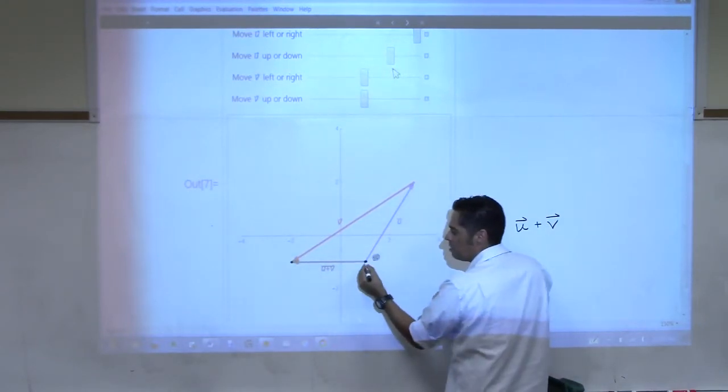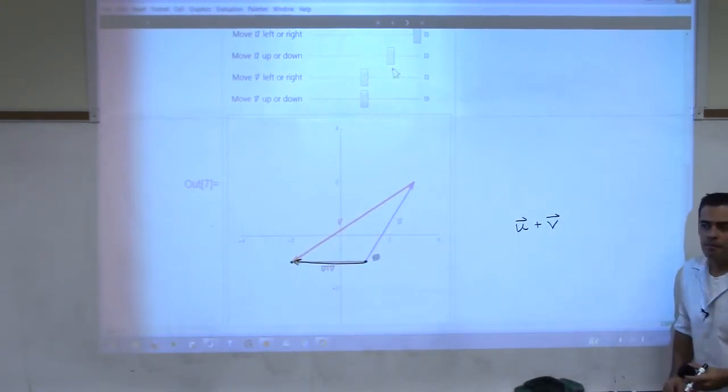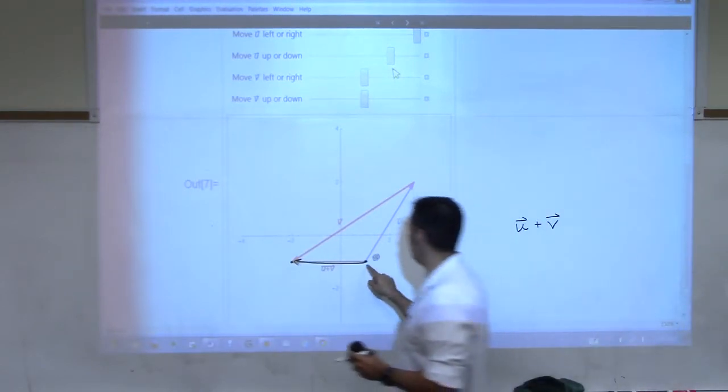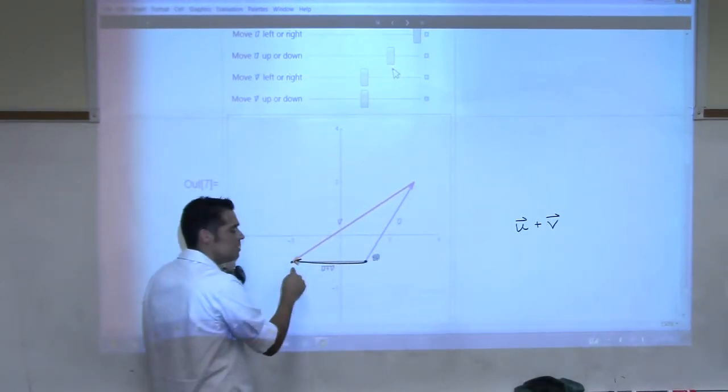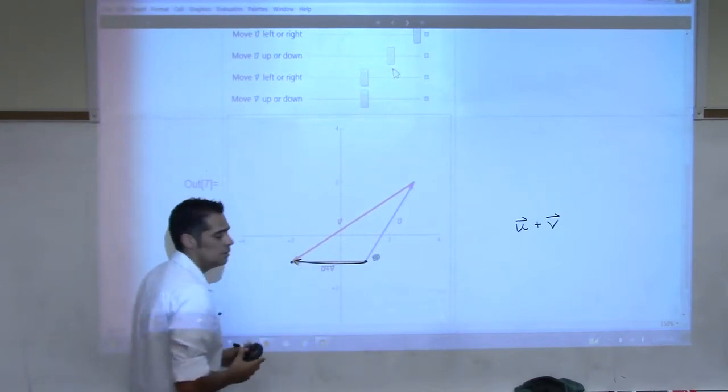The result is that you really just went from here to here, right? That's your displacement. That's what we call the resultant vector. That's your resultant. Which direction? How do we know which direction it is? Because we started at u, so you start here and you end here, so your direction is pointed this way. Make sense?